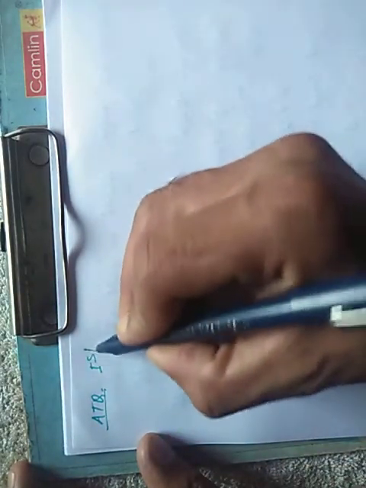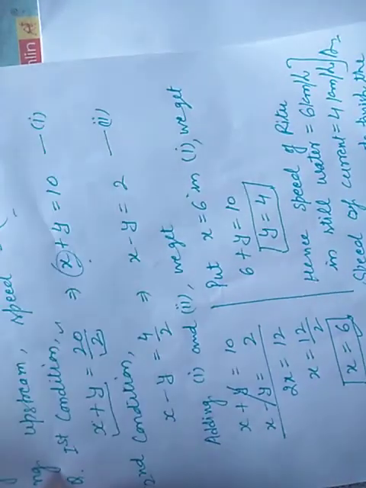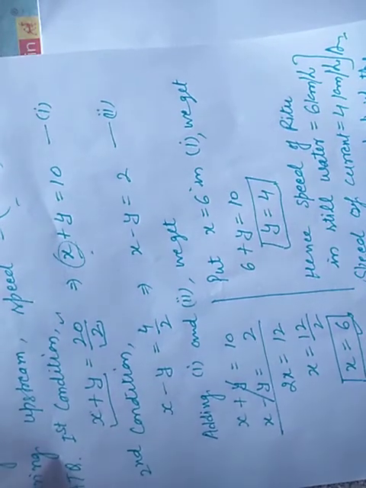So according to the question, now our first condition is here. 2 women and 5 men can together finish an embroidery work in 4 days. So 2 women and 5 men in 4 days. Because time taken by 1 woman to complete the work is x days, so work done by 1 woman in 1 day.